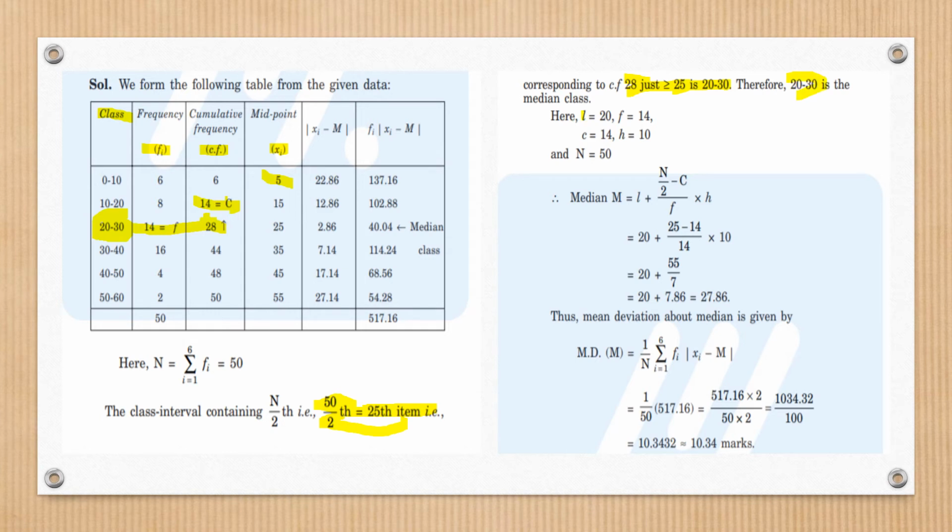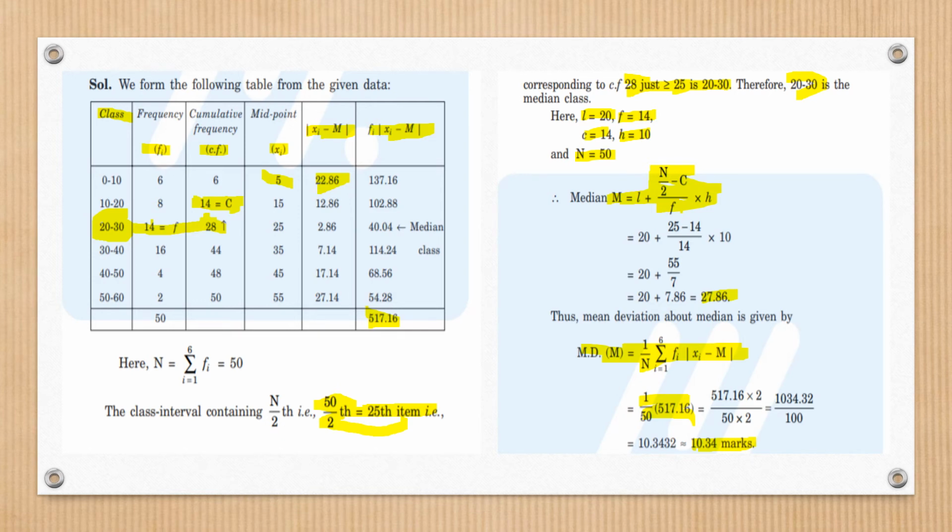So L is 20, the lower limit. Frequency we take of the same class. Cumulative frequency we take of the previous class. The height is 10, n is 50. By applying the formula, median is L plus n by 2 minus c upon f into h, and we get the median as 27.86. Then we'll find the absolute value of xi minus m, then Fi times the absolute value of xi minus m, which sums to 517.16. Applying the formula for mean deviation about median, I'll get 1 upon 50 times 517.16, that is 10.34 marks approximately.